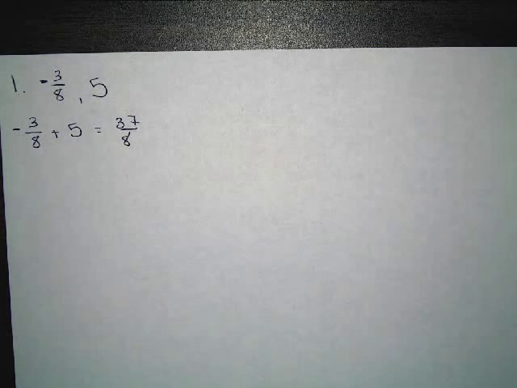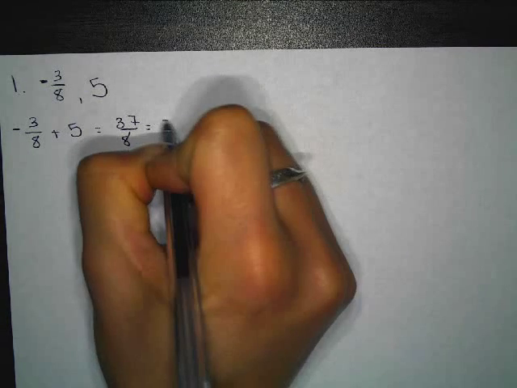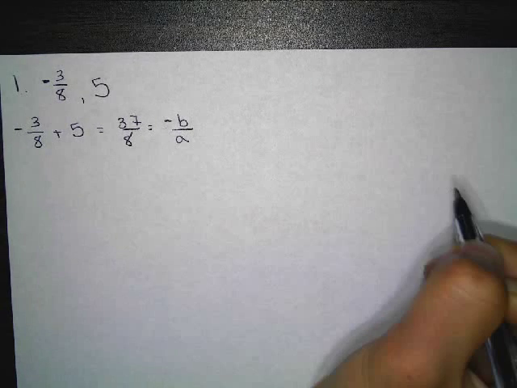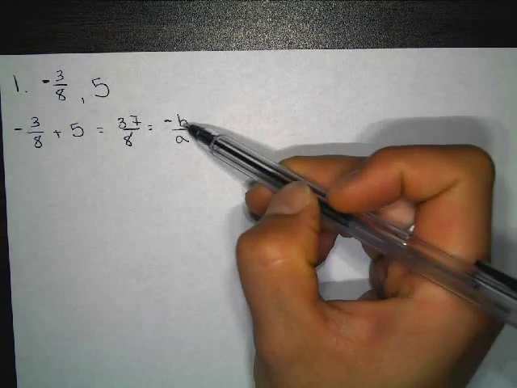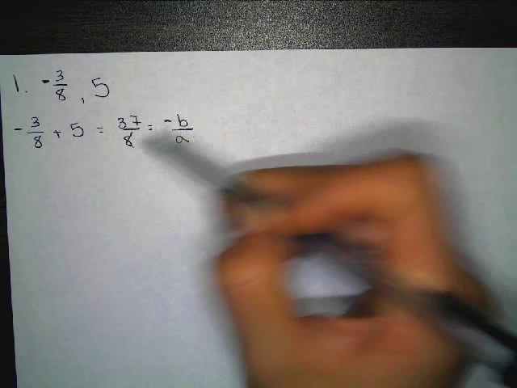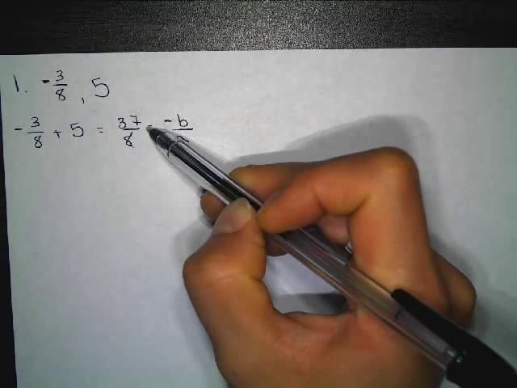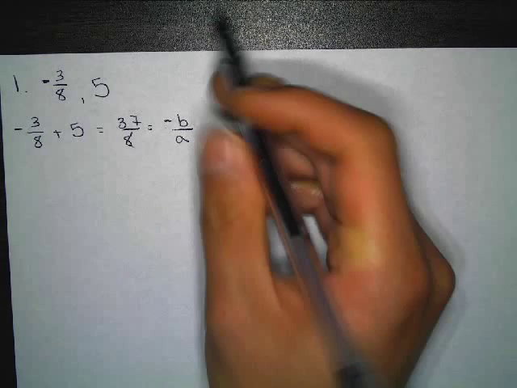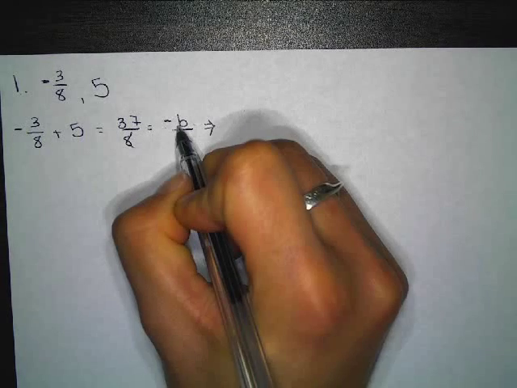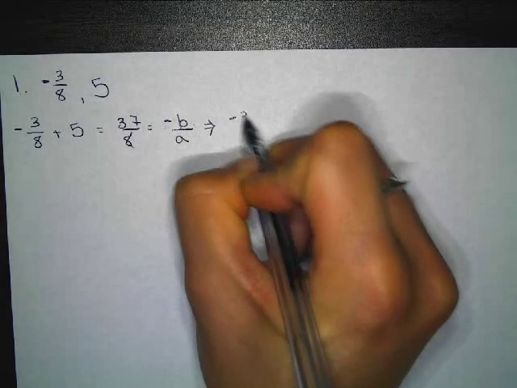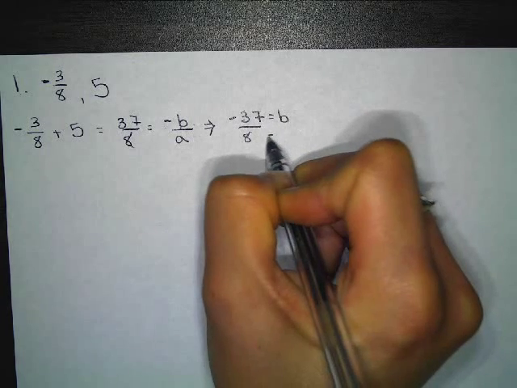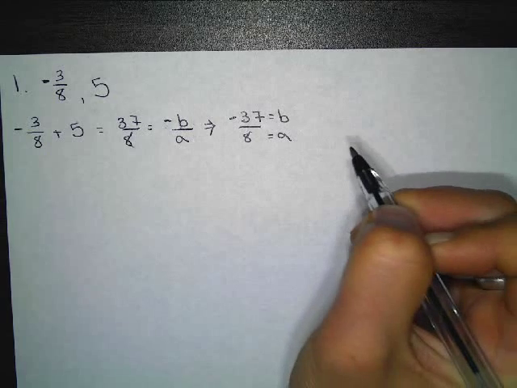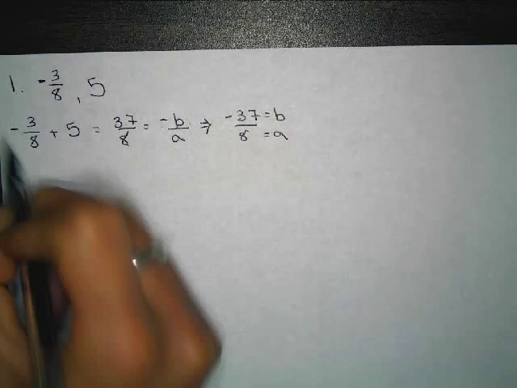Now 37/8, that is always equal to -b/a. So when you add the roots, the denominator is equal to a, and the numerator is equal to -b. Of course, we want to turn that into a positive. So if that's a -b, then -37 would be a positive b, and of course 8 is still a. So that's the sum of our roots.